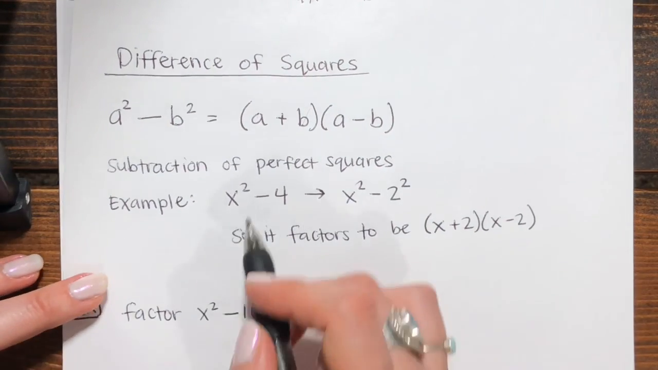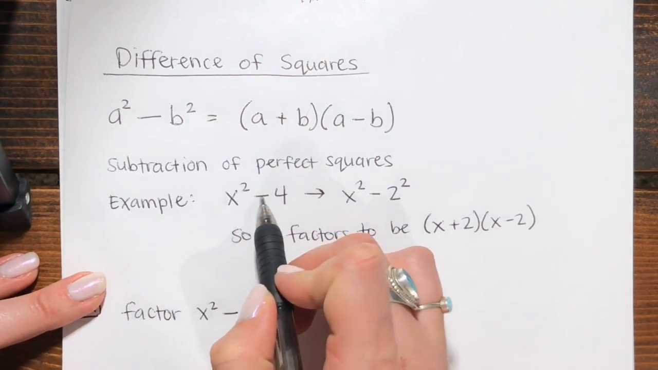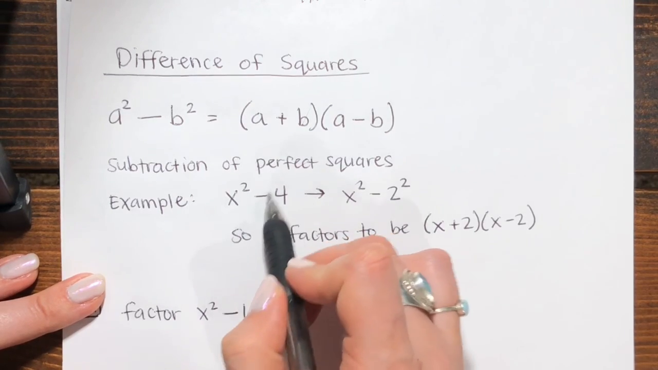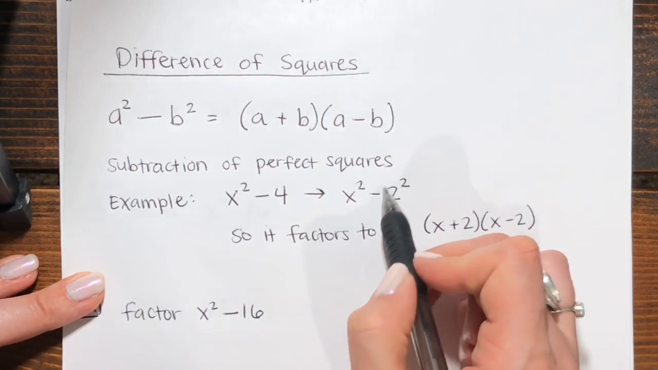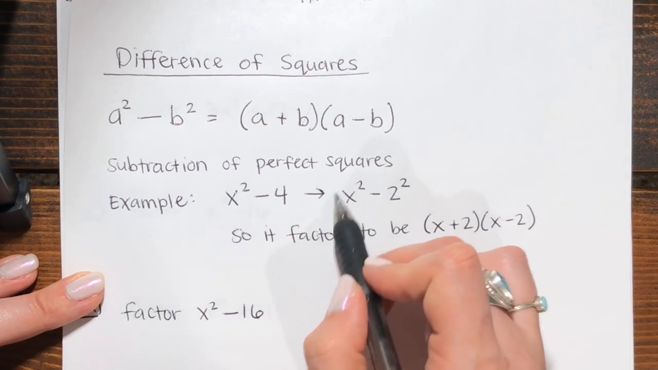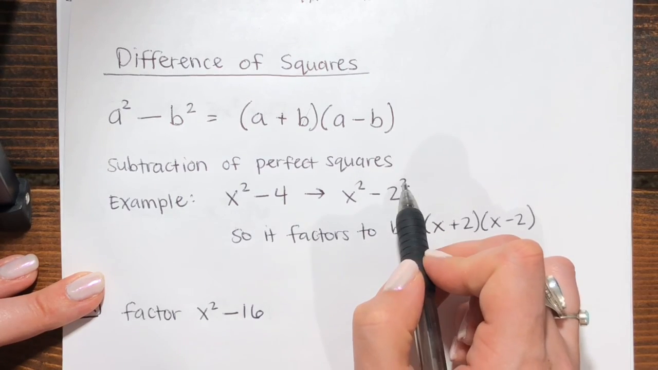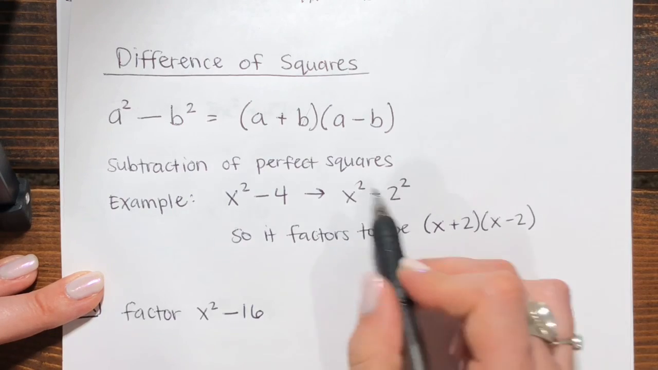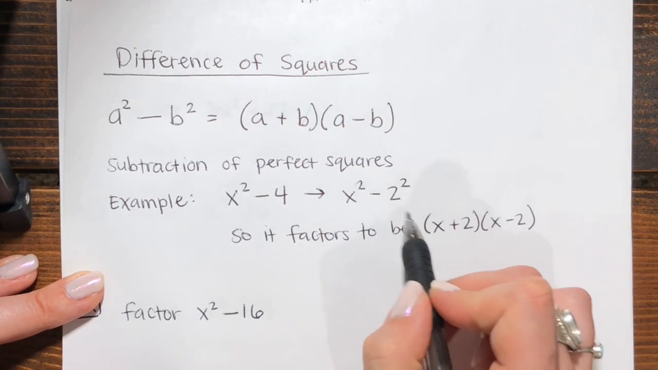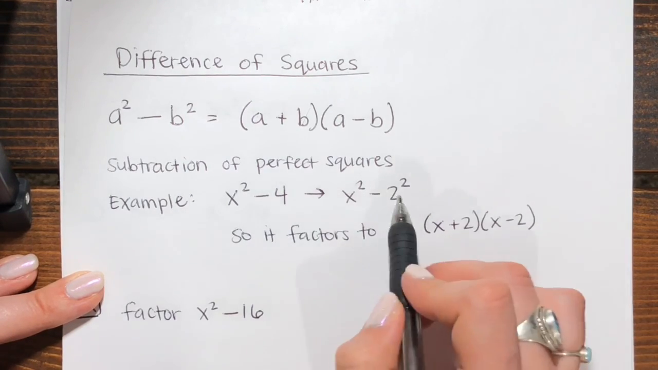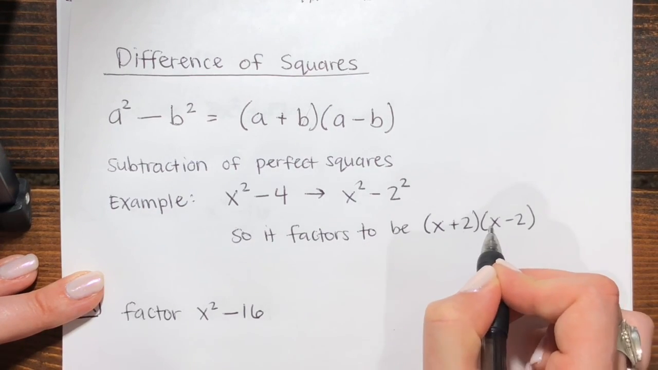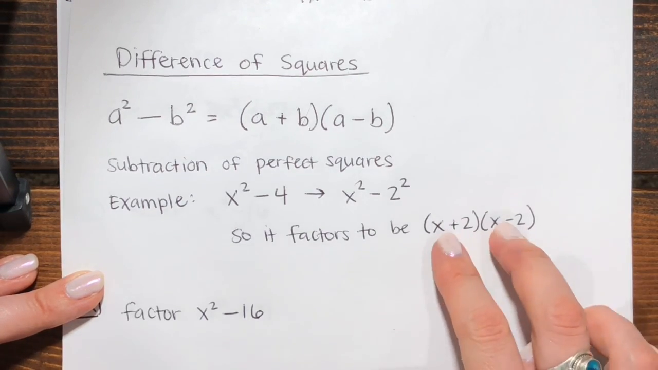So a visual here: if I have x squared minus 4, I know x squared is a perfect square, but so is 4. I can write 4 as 2 squared. So I have a perfect square minus a perfect square. To factor it, I'm going to have x, not x squared, and not 4, but the square root of 4, which is 2. So I'm going to have x plus 2 and x minus 2, one of each sign.